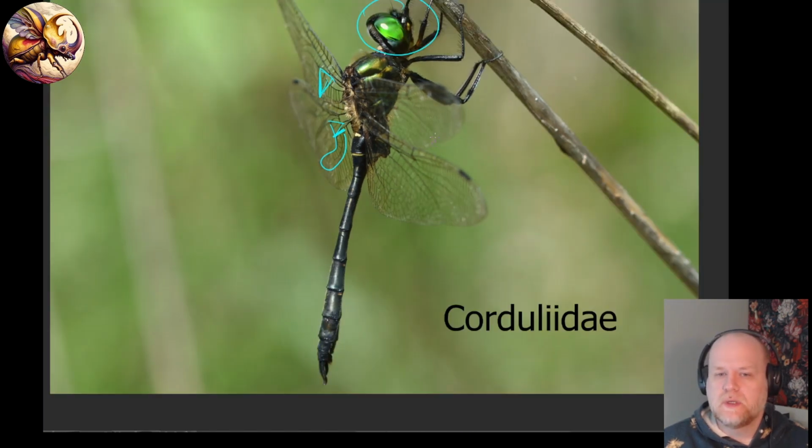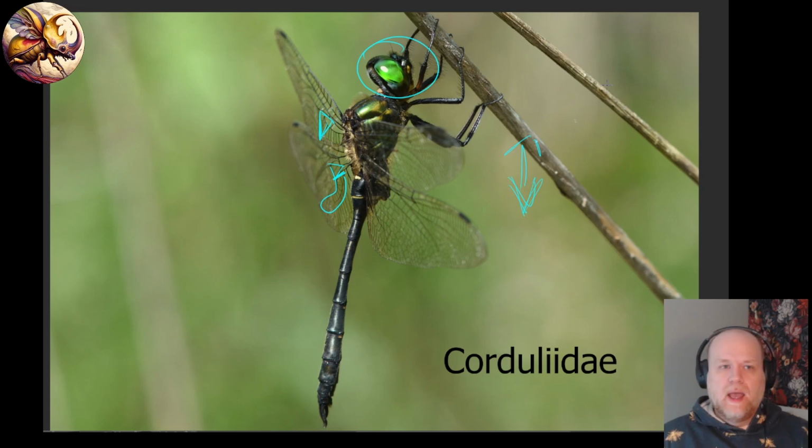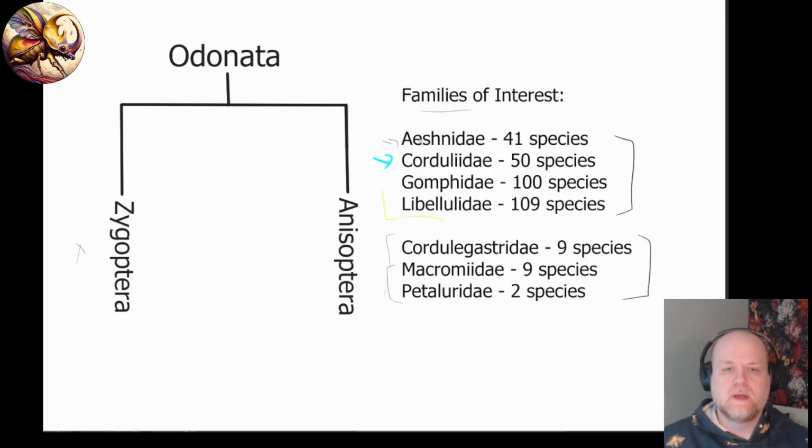An interesting note with the cordeliids, they prefer to hang, like you see in this photo. They don't like to perch flat or to walk or to land on the ground, which some families prefer to land on a horizontal flat surface. Some prefer to land on a vertical surface. The cordeliids prefer to hang and kind of dangle off of a surface at a 45-degree angle. And then, so those are the major families.